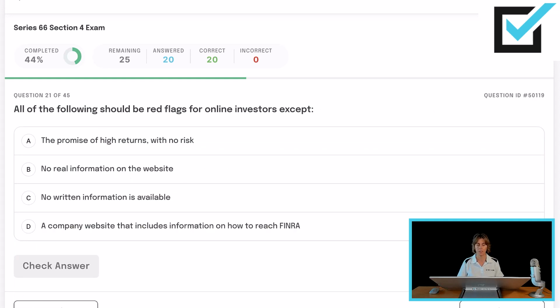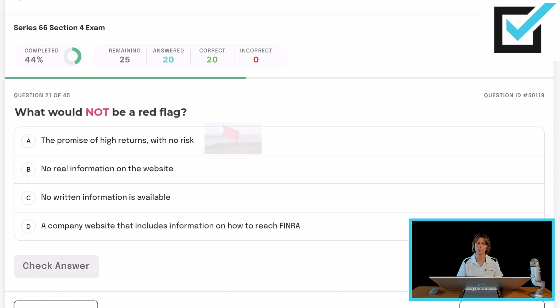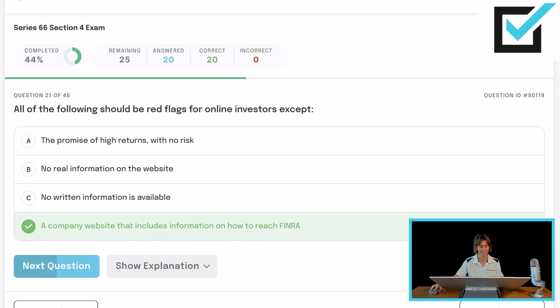All of the following should be red flags for online investors except, so what would not be a red flag? The promise of high returns with no risk, red flag. No real information on the website, red flag. No written information is available, red flag. A company website that includes information on how to reach FINRA, that would be great. That would not be a red flag.